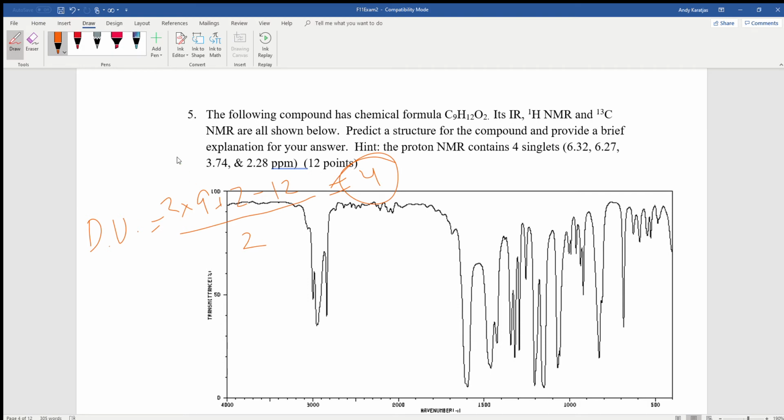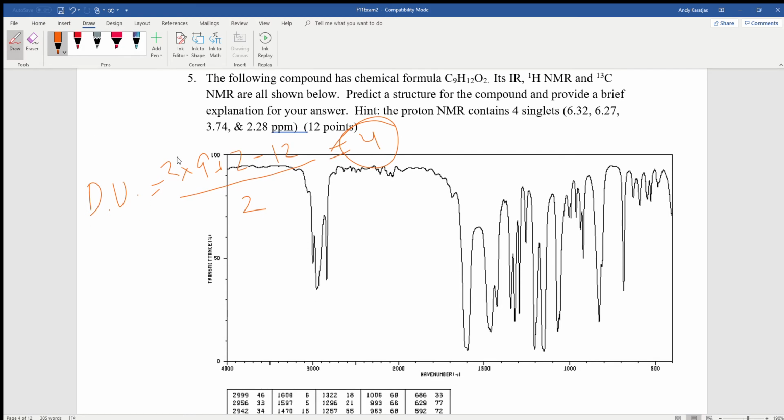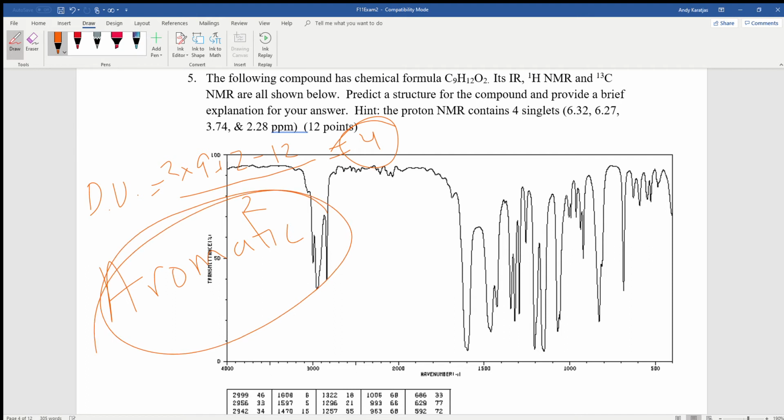Now we may also recall that 4 degrees of unsaturation is very, very often a sign of an aromatic ring. And we'll see in a few minutes as we get to our carbon and our proton NMRs whether that's an accurate assessment. But right now we want to start with our IR spectrum.